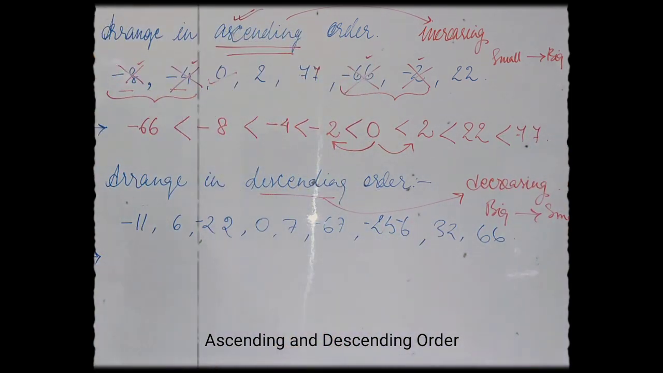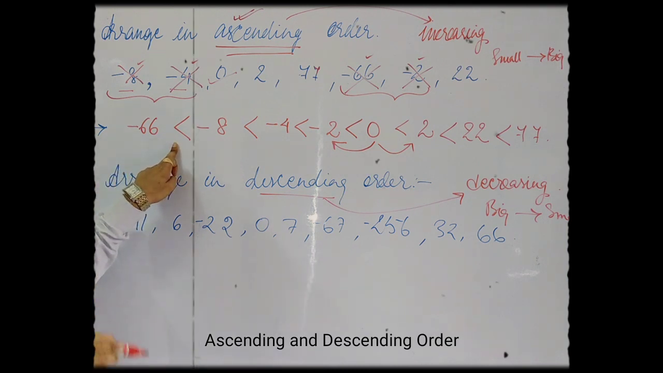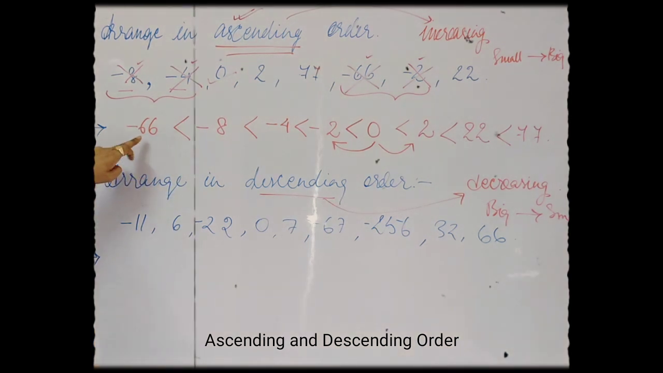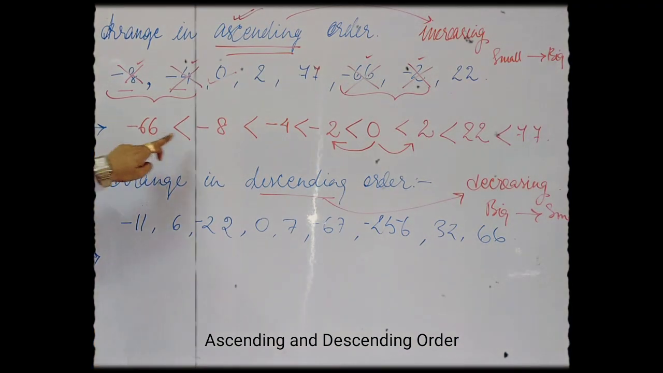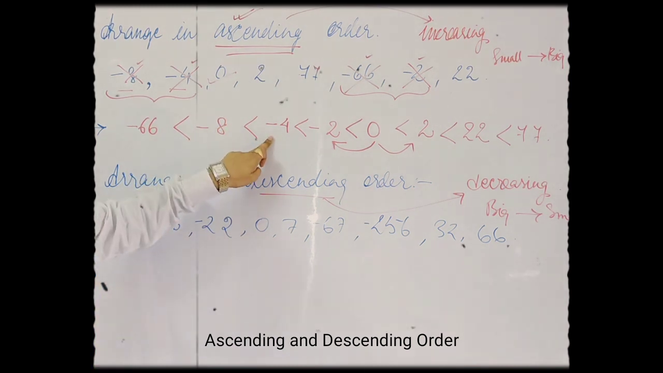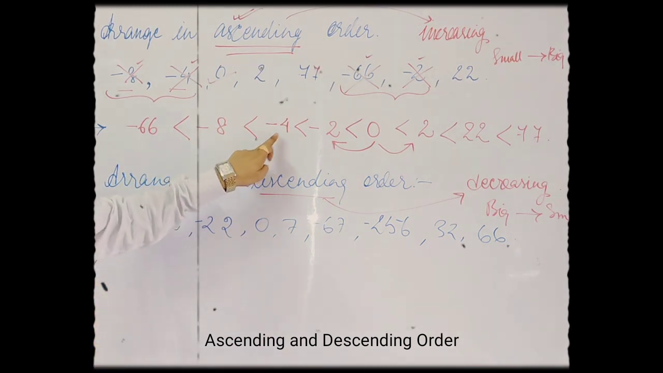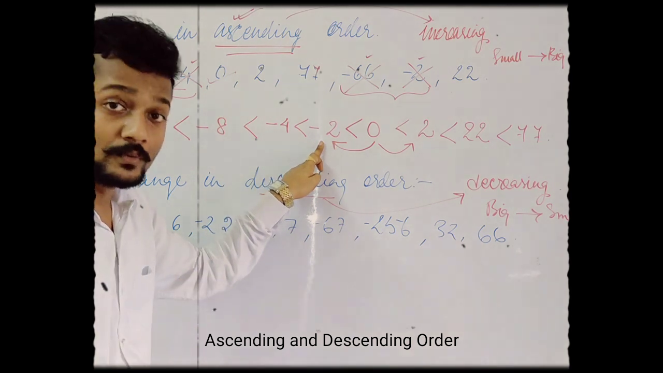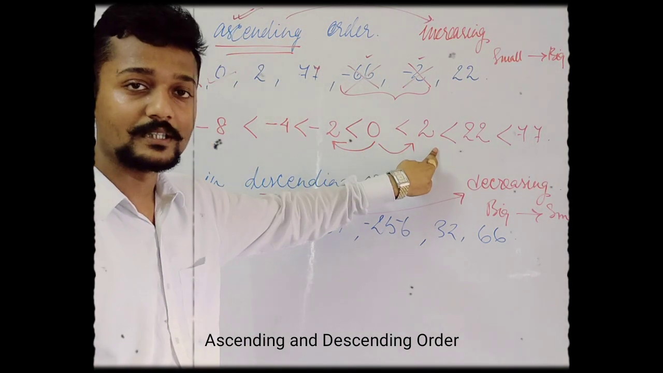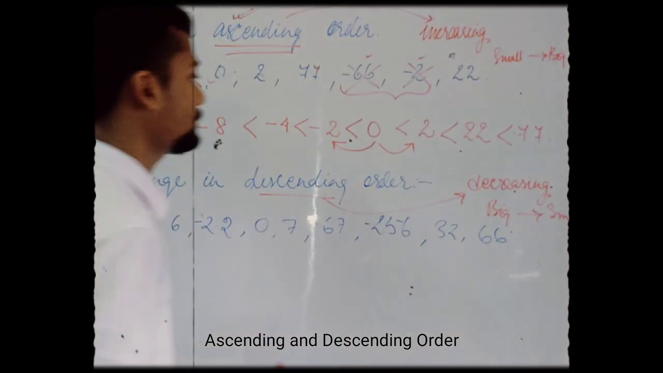Hope it is clear. Why am I putting this symbol? I am arranging in ascending order. That means the smaller ones come first, isn't it? Smaller come first. That means minus 66 is smaller than minus 8. Minus 8 is smaller than minus 4. Minus 4 is smaller than minus 2. Minus 2 is smaller than 0. Then again 0 is smaller than 2, and so on.